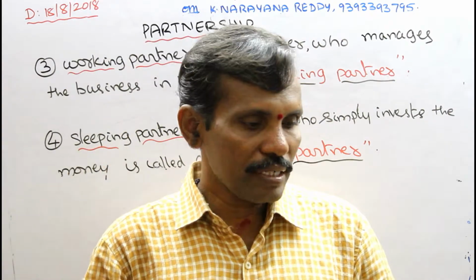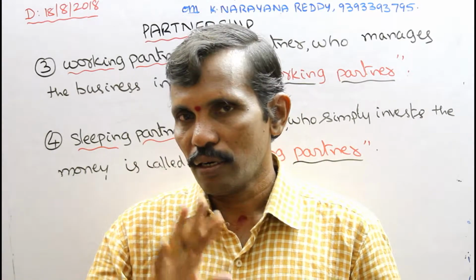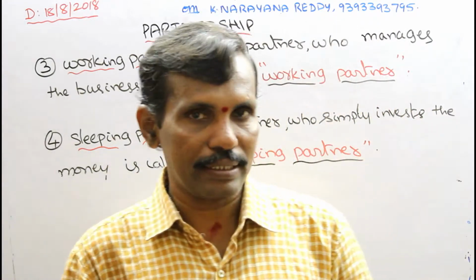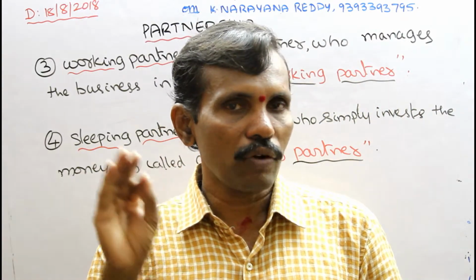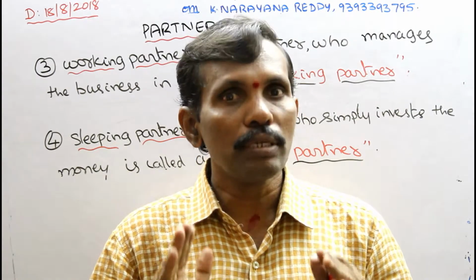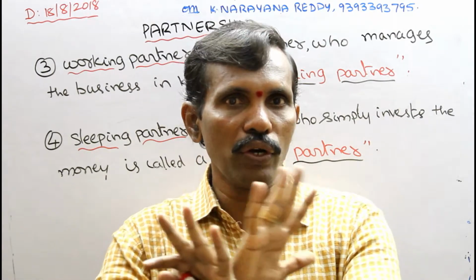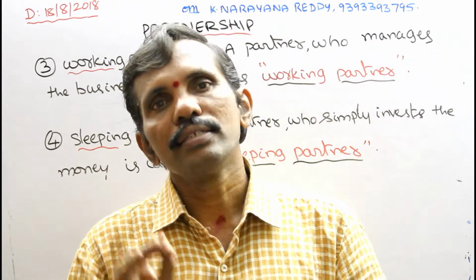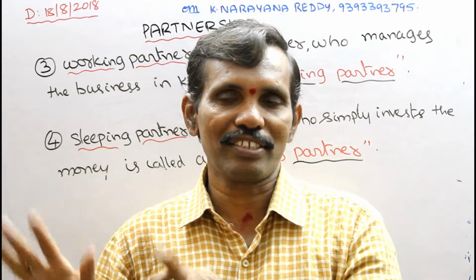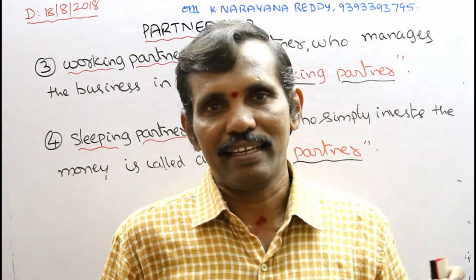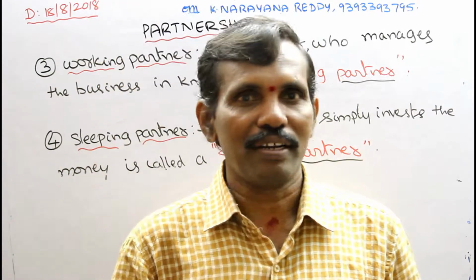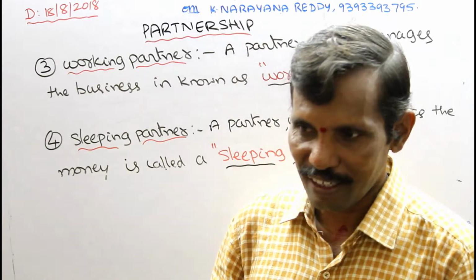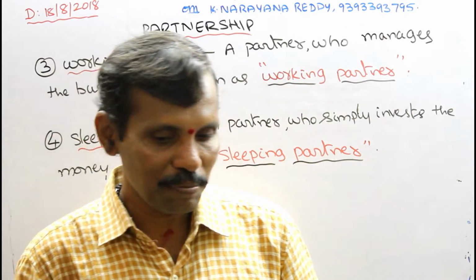Yes. So dear friends, the two types of partners are working partner and sleeping partner. A working partner is nothing but one who runs the business. Simple. Who runs the business is called a working partner. Who simply invests the money and doesn't do any business, any changes or transactions in the business is called a sleeping partner. Sleeping means sleeping. That's why he simply sleeps. He doesn't do anything. He simply invests the money. That is a sleeping partner. This is about partnership. Okay.